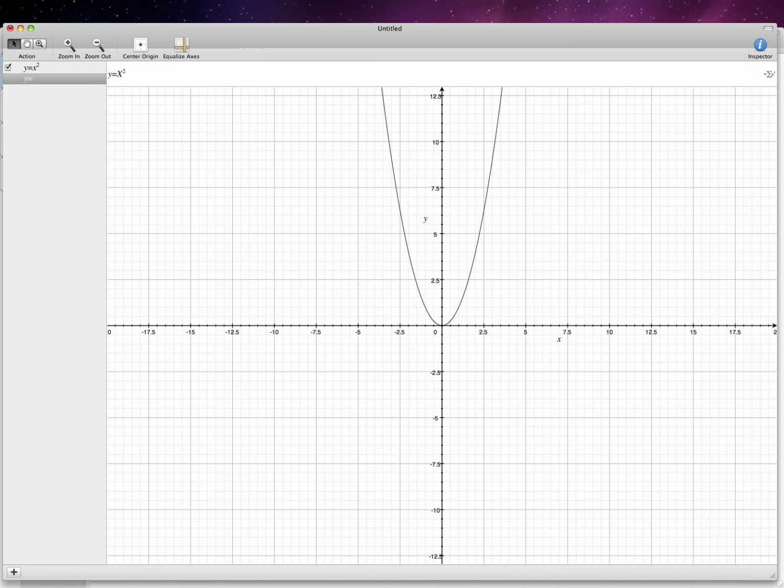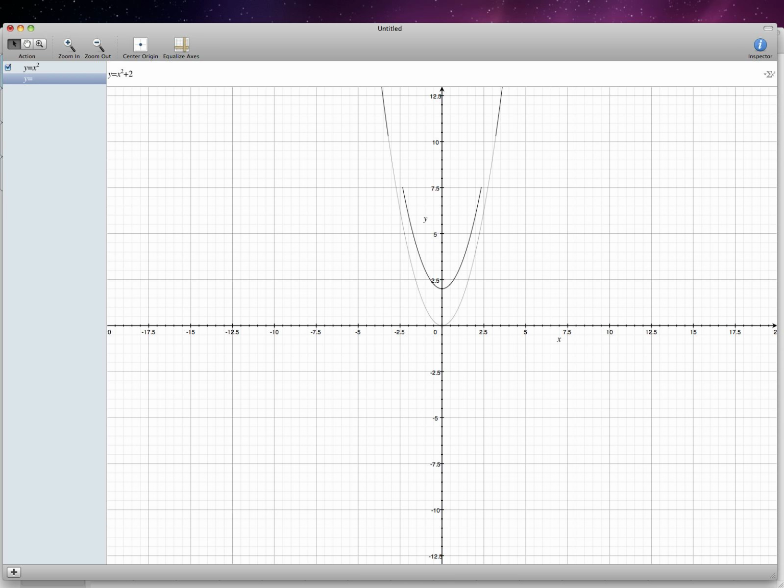All right, so here's the next one we're dealing with. They've given us x squared plus 2. So if you take a look, the old one is a little bit faded. Our new parabola, what has happened to it? It went up 2 units. Exactly. The entire parabola has been shifted up 2 units.